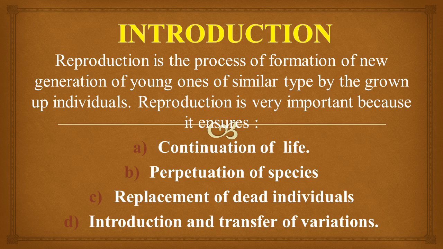Then the most important thing we see in the reproduction process is the introduction and the transfer of variations. So what is the meaning of variations here? Variations are nothing but the differences we see between the parents as well as the offspring. So the differences between the parents and the offspring are what we call variations, and those variations are caused due to the process of reproduction.